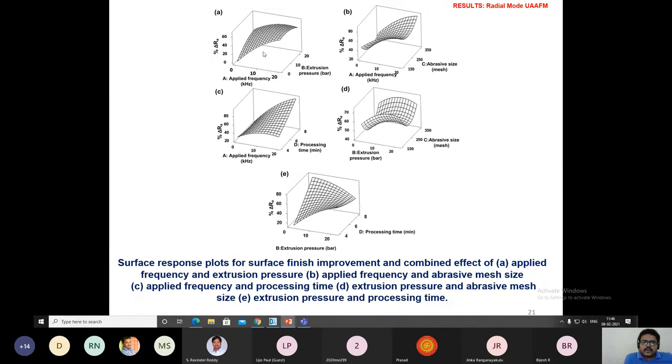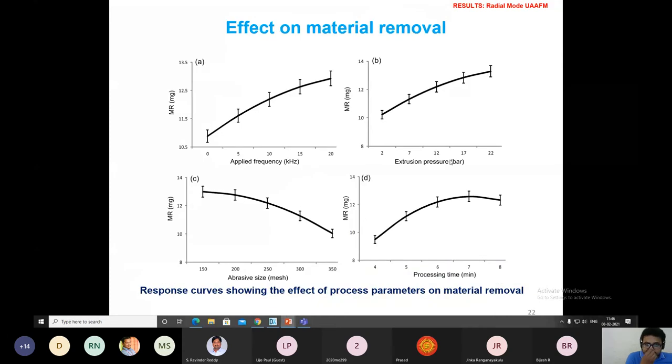And you can also identify whether this combined effect has some difference when they are interacted and when they are seen alone, when they are seen separately. So here you can see the applied frequency, extrusion pressure, abrasive mesh size, processing time, etc., and their combined effect. So this is for the second response, effect of material removal.